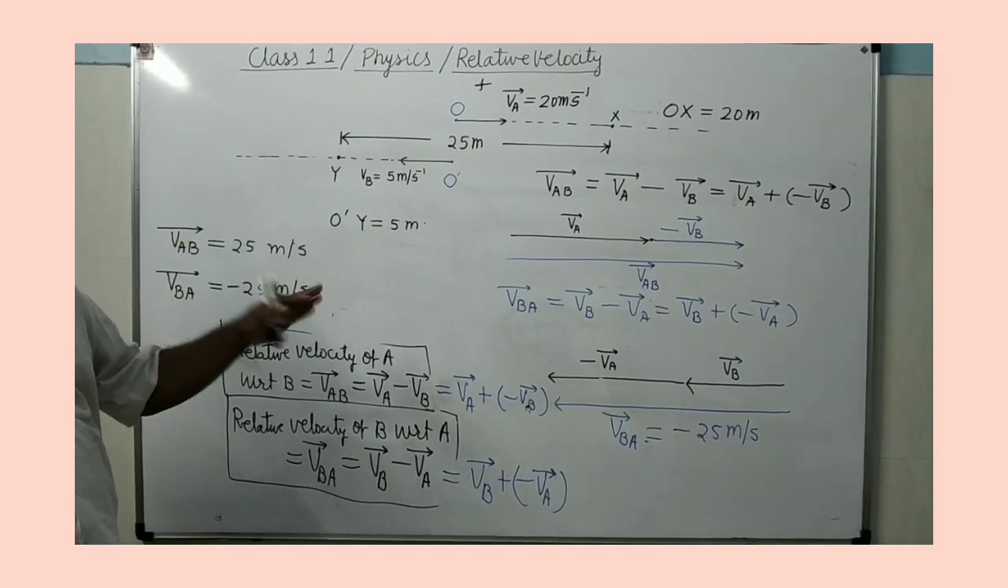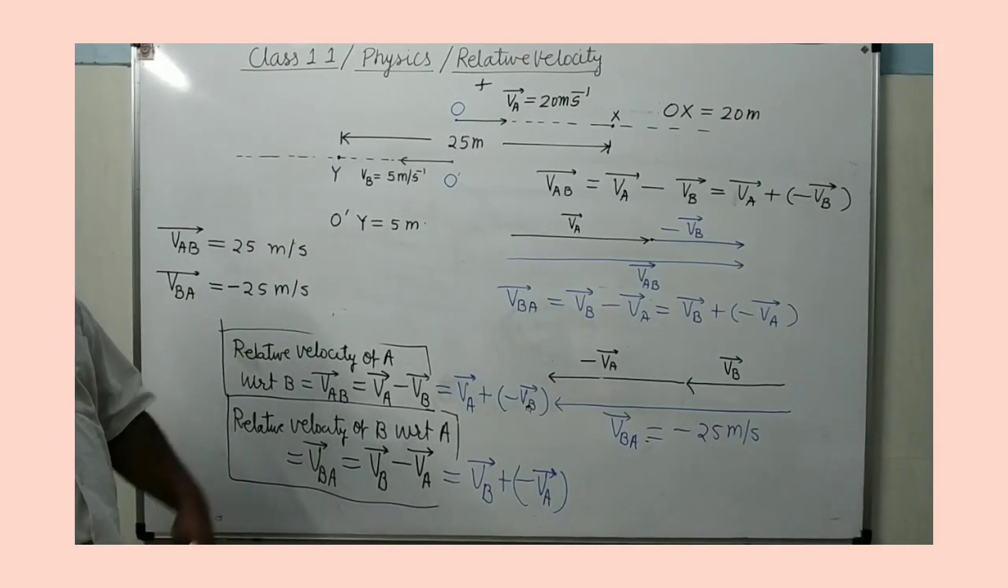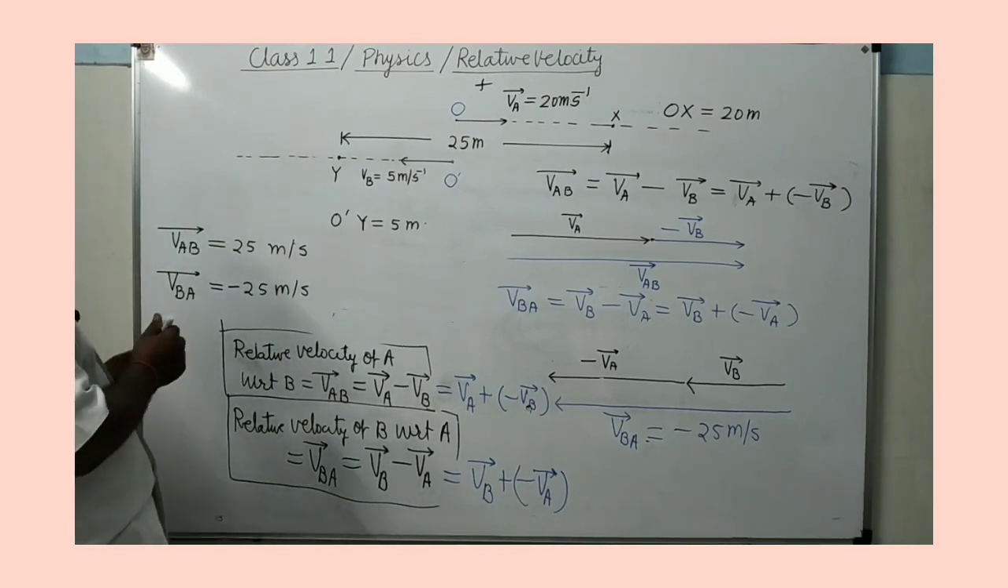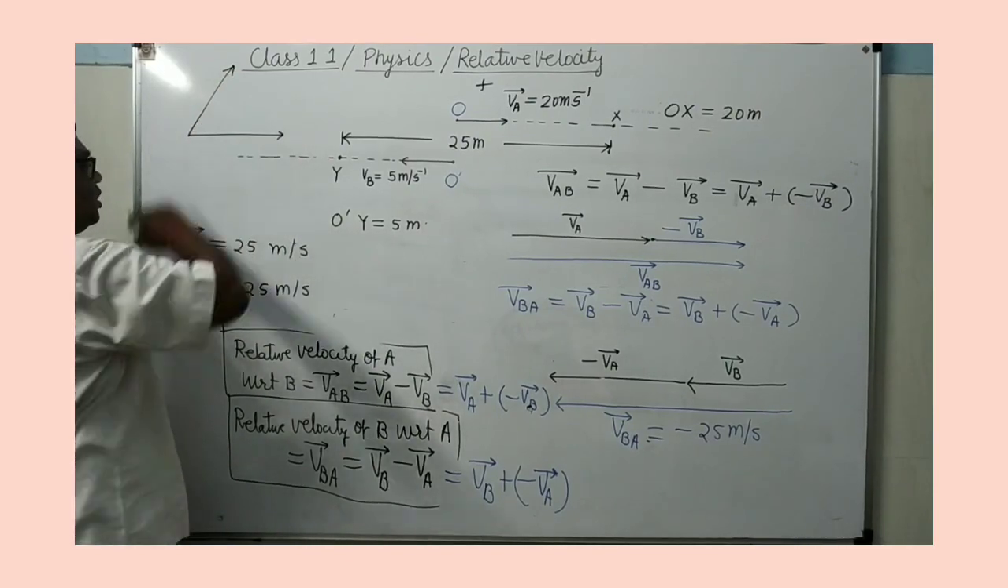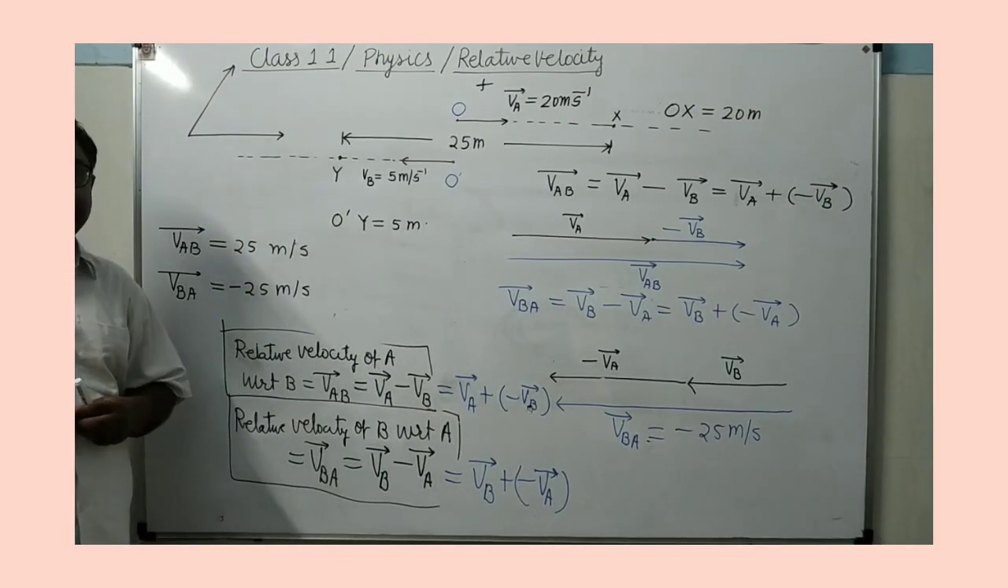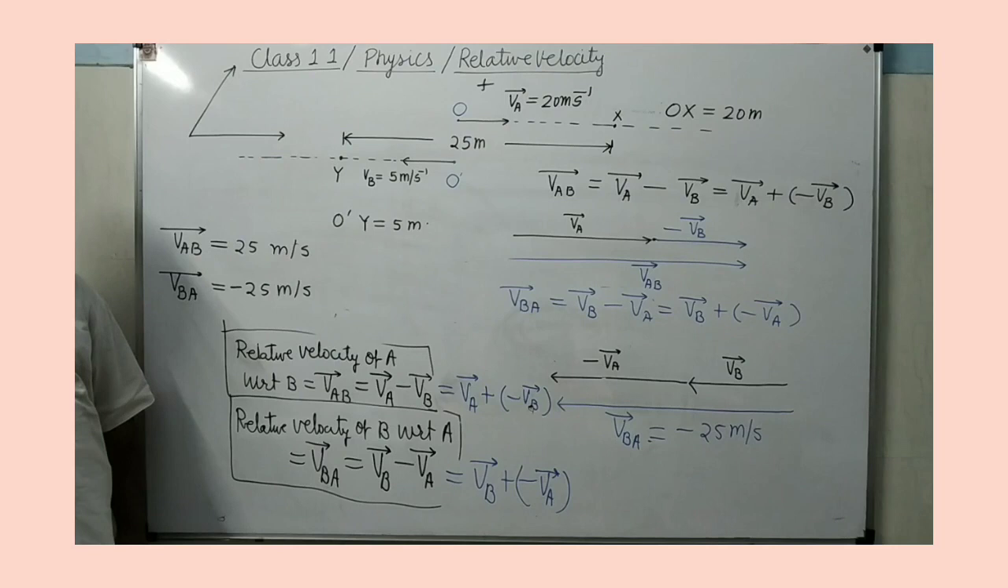Whatever be their direction of motion, no matter whether they are moving in the same direction, in opposite direction, or in different directions. One is moving in this direction, other is moving in this direction. Their directions are inclined. Whatever be their direction, how will you find out the relative velocity?